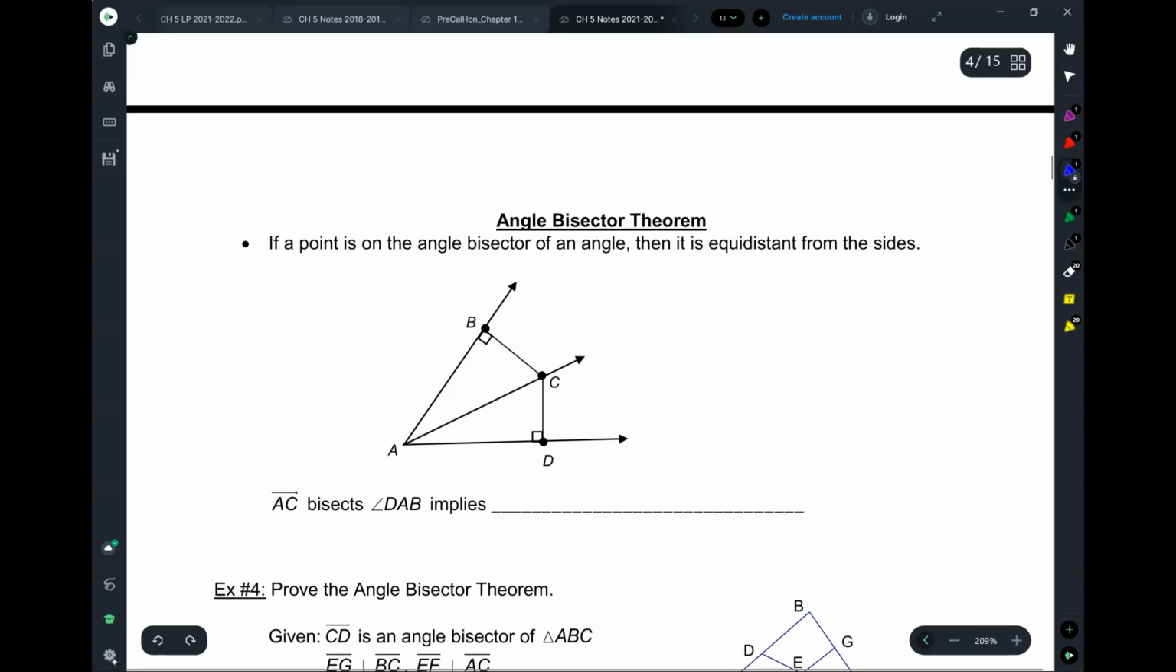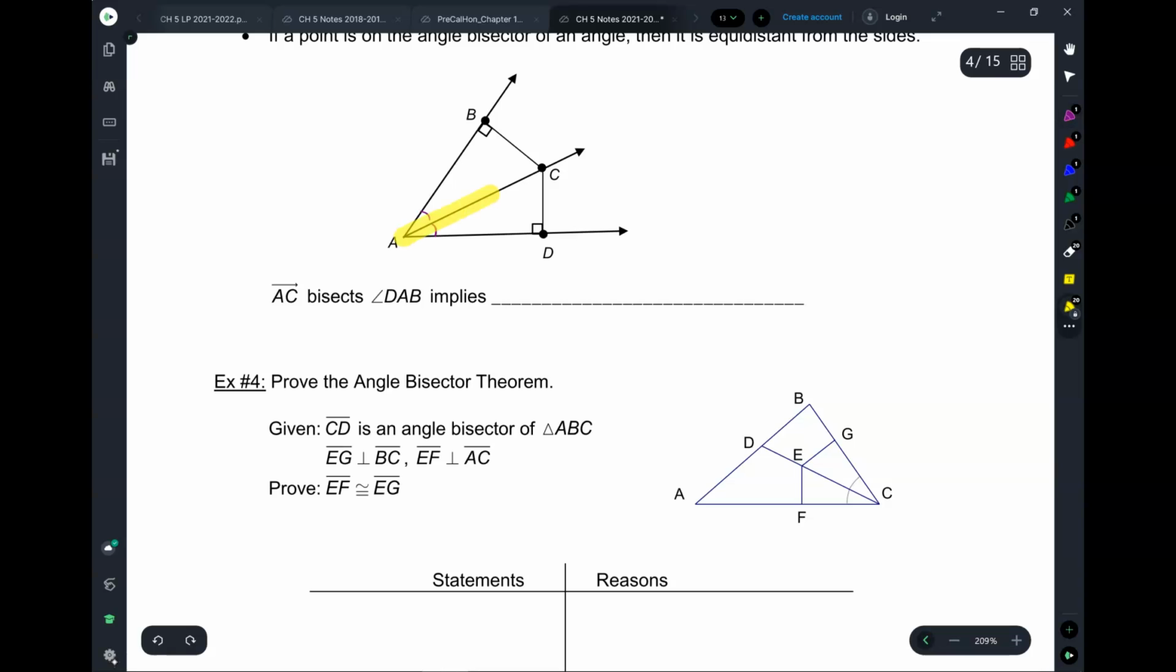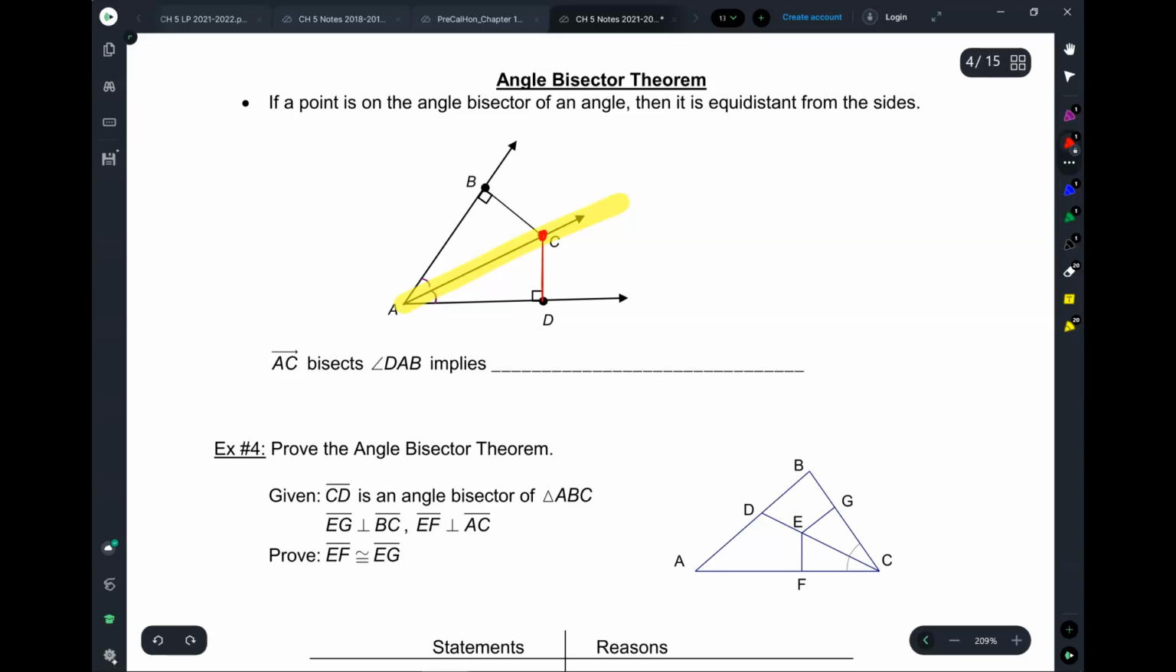Angle bisector theorem. If a point is on the angle bisector of an angle, then it is equidistant from the sides. So look, this is the angle bisector, okay? Cuts the angle in half. I pick a point at random. That point is the same distance from here as it is from there, okay? Those two are congruent, all right? So if you cut an angle in half, pick any point, it's going to be the same distance to one side of the angle as it is to the other side of the angle.